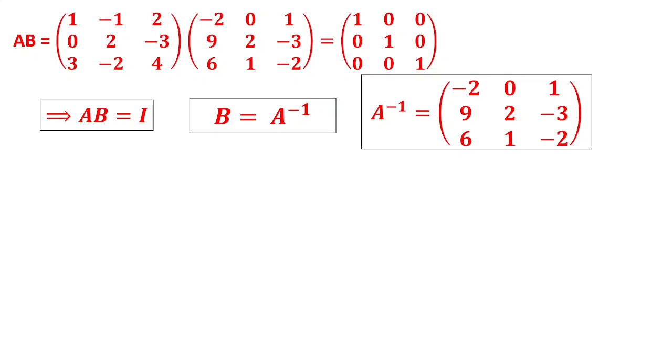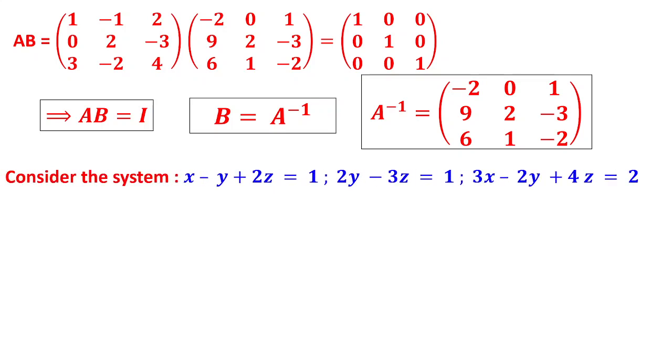Therefore, I got A inverse directly now. If I take the first matrix as A, the second matrix will be A inverse. If I take the second matrix as A, the first matrix will be A inverse. No problem. But I will take the first matrix as A with a purpose. What is the purpose? Because you are having the system. This system is having the coefficients 1, minus 1, 2, 0, 2, minus 3, 3, minus 2, 4, which is nothing but the matrix obtained from A. Therefore, I take this as A and B as A inverse.